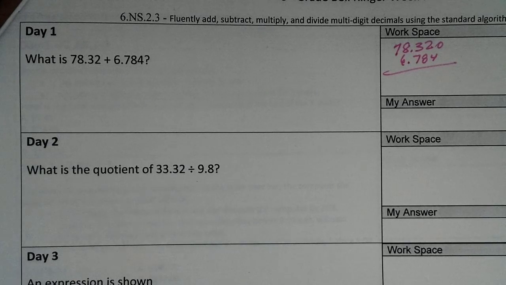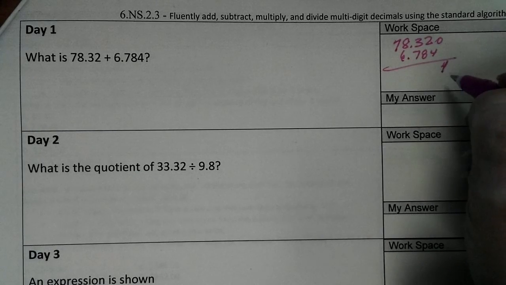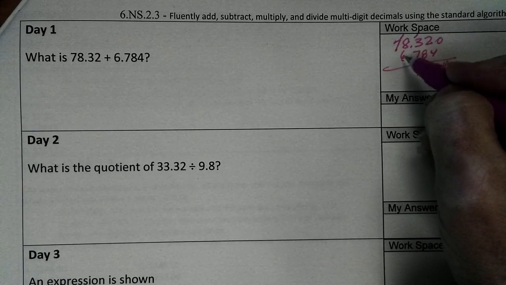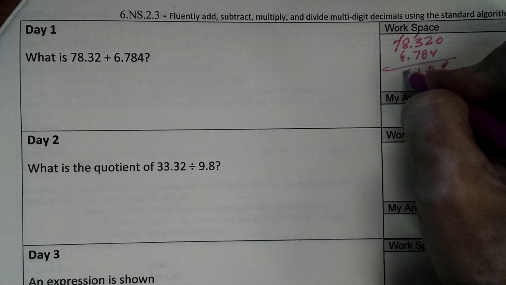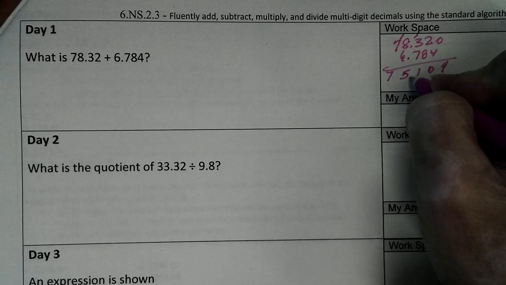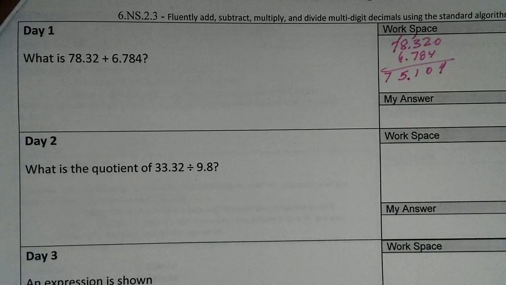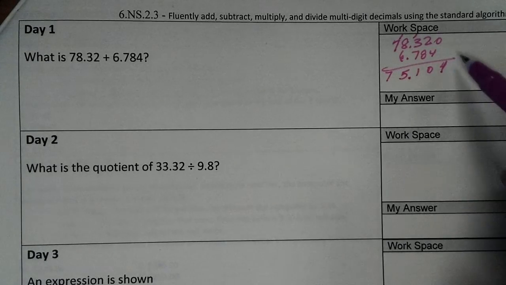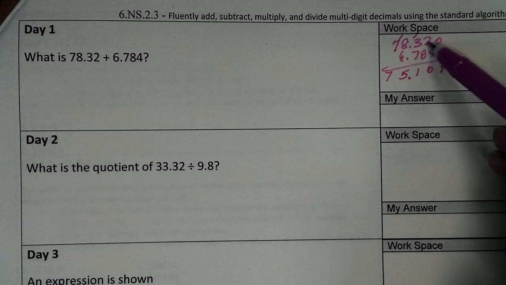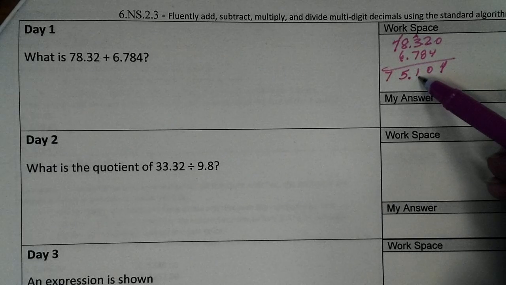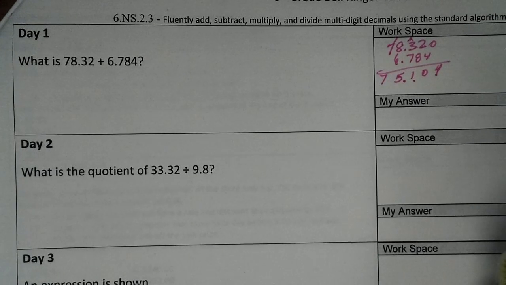We get 75.004. Oh, sorry, 75.104, is that what everybody got? I think you forgot to carry. Right here, when you do 8 and 2, that gives me 10, but I carry the 1, and 7 and 3 is 10, plus the 1 would give me the 11. So that should be your answer.